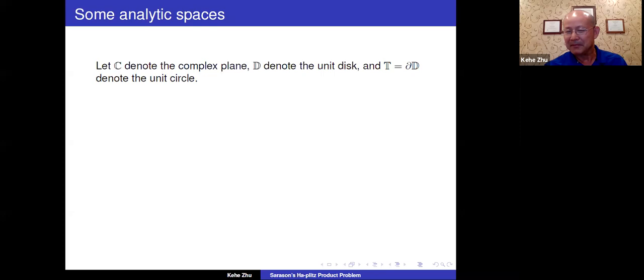All right, I will need three spaces. The first space will live on the unit circle. The second space lives on the unit disk, and then the third space will be on the complex plane. I think those three settings are the most convenient to do complex analysis or harmonic analysis. I'll start with the Hardy space. So the space will live on the unit circle T.